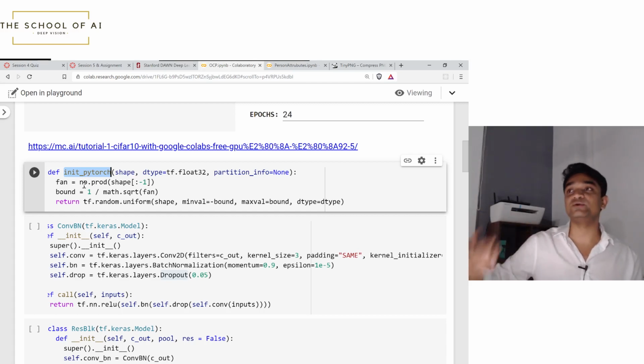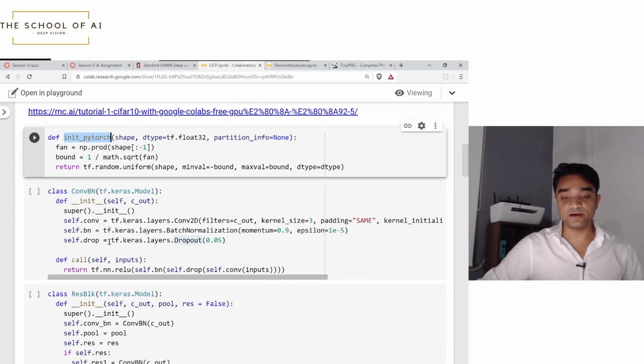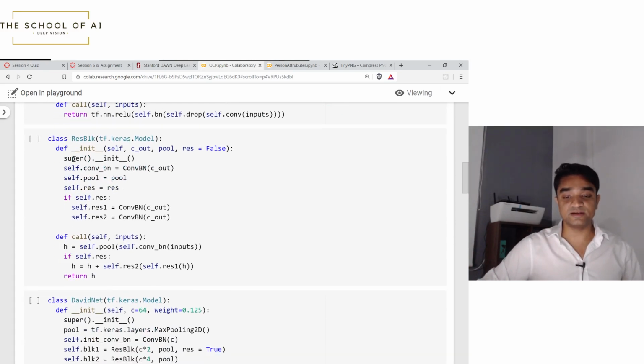So we have to write manually the way we are going to initialize. This is the manual function for that initialization. Otherwise, you can use Glorot and Xavier, which is available in Keras. Now we are writing a convolution like this. We are defining a function, and then we are going to call that function, right? And then we are using ResNet. This is a ResNet block.